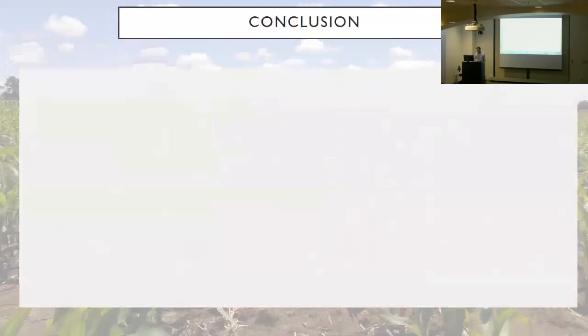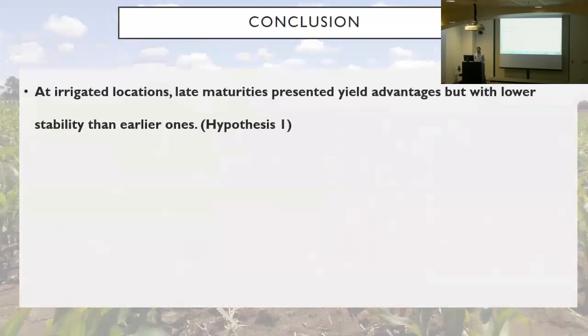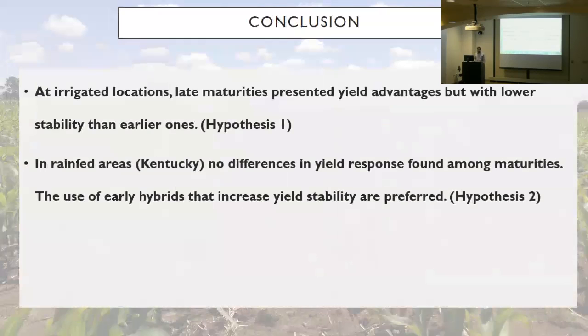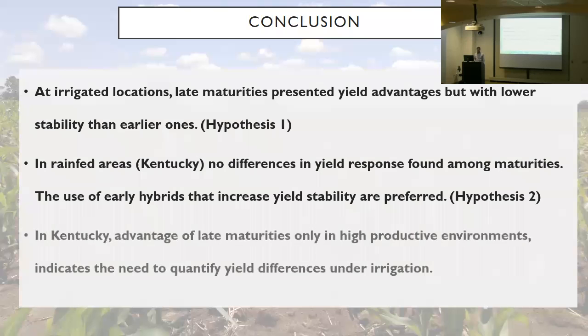So to conclude, we found that at irrigated locations, late maturities presented higher yield advantages, but with a lower yield stability than early ones. That's supporting our hypothesis 1. That in rain-fed areas, no differences were found in yield response among maturities, so the use of early maturities could increase yield stability, and that's preferred. And also that in Kentucky, the advantage of late maturities was only in the high yielding environments. So this indicates the need of quantifying yield differences in irrigated environments, for example.